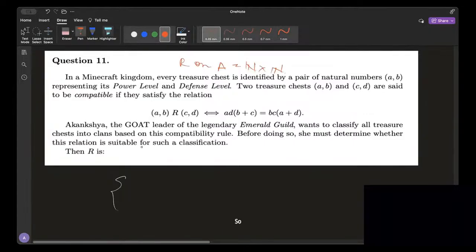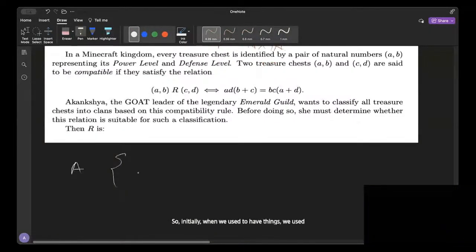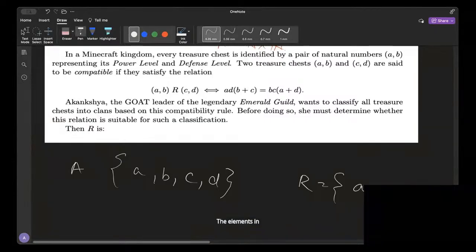So initially, when we used to have sets, we used to have A as A, B, C, D, and then we'll define a relation on it. Your relation would look like this. The elements in your relation would look like this, right? (A, B), or these types of tuples, right? A and B coming from whatever sets.